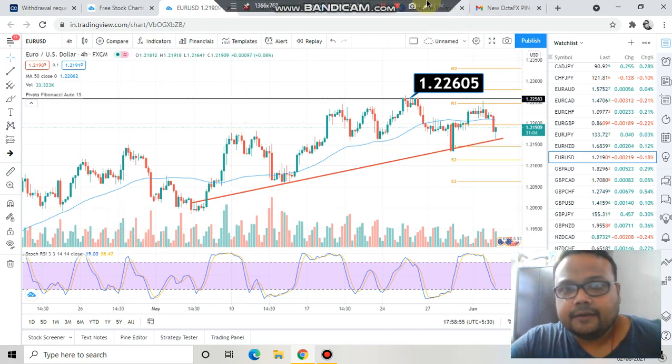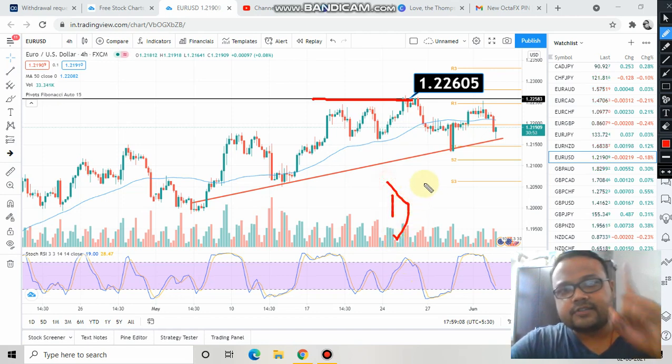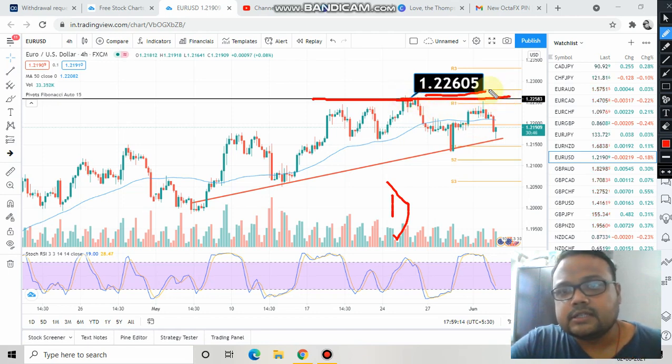So this black line is the resistance. At first, let's discuss trading opportunity number one. Our first trading opportunity will be if the market crosses the 1.2260 level. If the market crosses this level, then we will get the first trading opportunity.